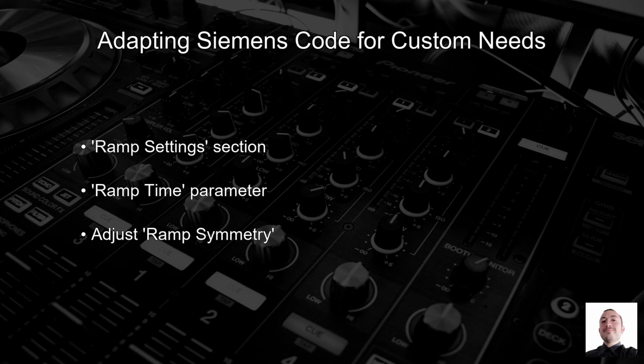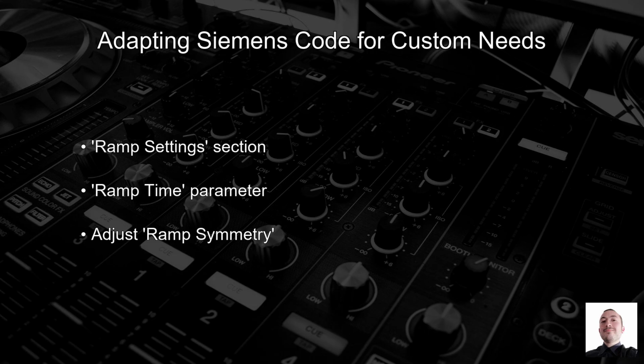Begin by locating the ramp settings section. Here, you'll find the ramp time parameter, which controls the duration of the ramp up and ramp down phases. Set this value according to your specific application requirements. For instance, if you need a slower ramp for precision control, increase the ramp time. Conversely, for faster transitions, decrease it.